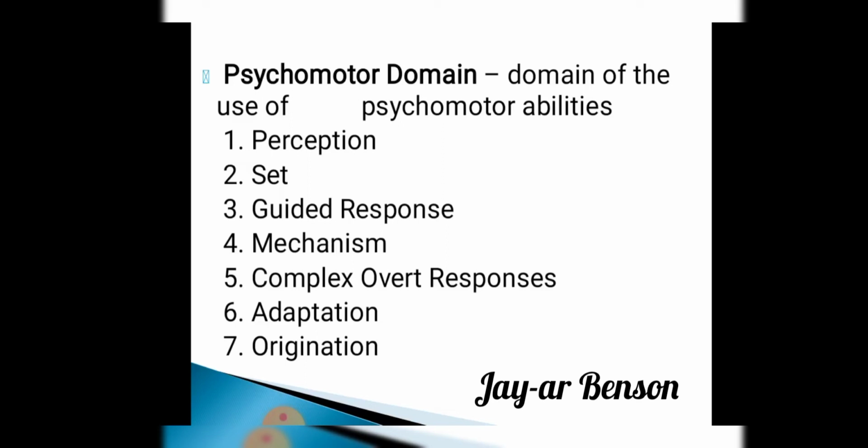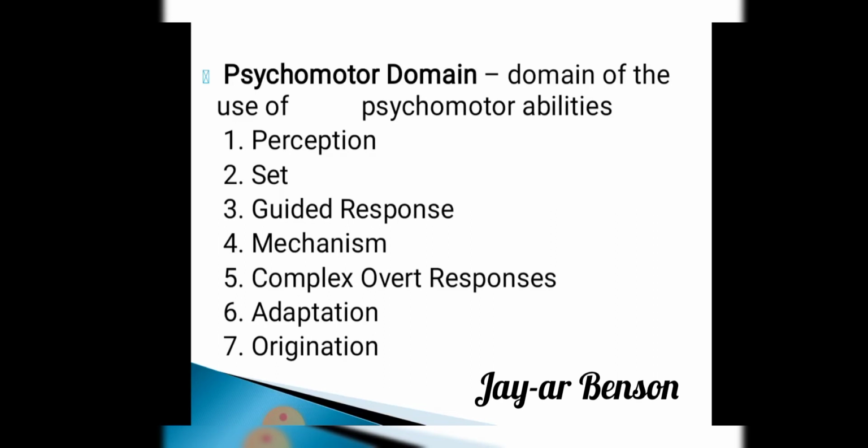The fifth one is the complex overt response. This is the skillful performance of motor acts that involve complex movement patterns. Proficiency is indicated by a quick, accurate, and highly coordinated performance requiring a minimum of energy. This category includes performing without hesitation and automatic performance. For example, players often utter sounds of satisfaction or expletives as soon as they hit a tennis ball or throw a football.